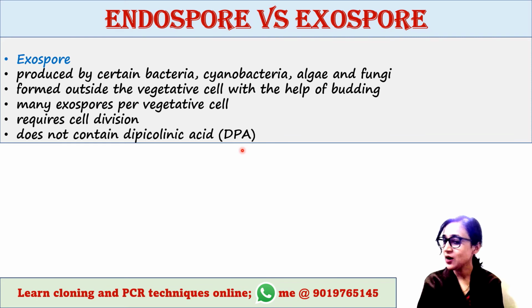Now, let's talk about exospore. So, exospores are produced by certain bacteria, cyanobacteria, algae and fungi. So, it is formed outside the vegetative cell with the help of budding. Exospore formation requires cell division. More than one exospore is produced by one vegetative cell. Exospores do not contain DPA or dipicolinic acid.